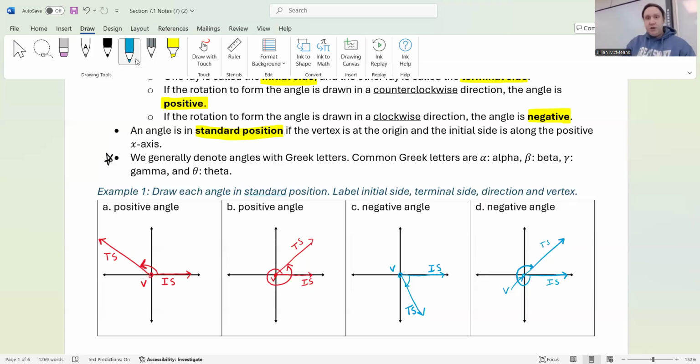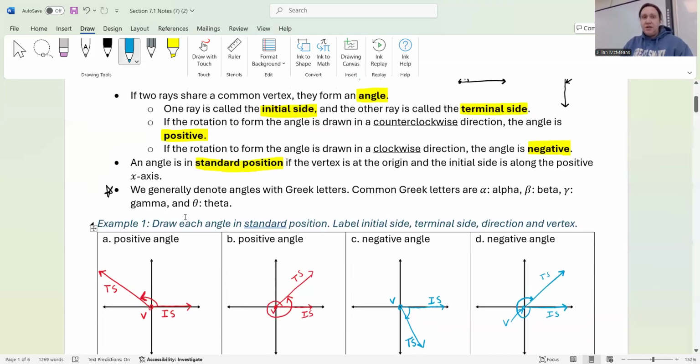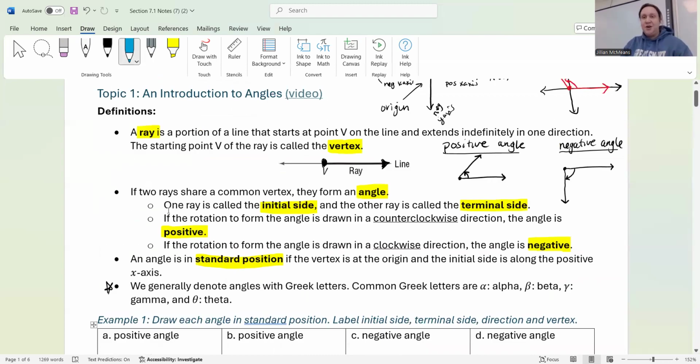Okay, so that's it for topic one. Make sure you understand these definitions, like what is an angle, first of all, initial side, terminal side, how to get a positive, how to get a negative, and what is standard position. And make sure you know how to draw a basic angle. Okay?